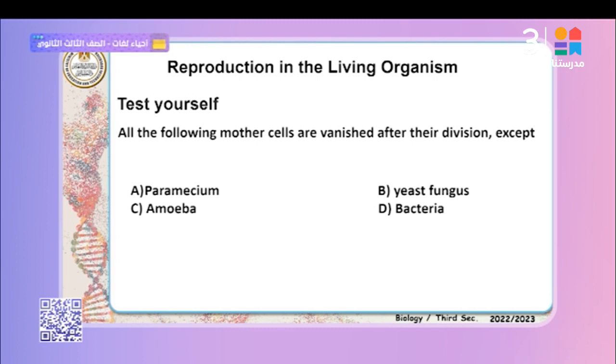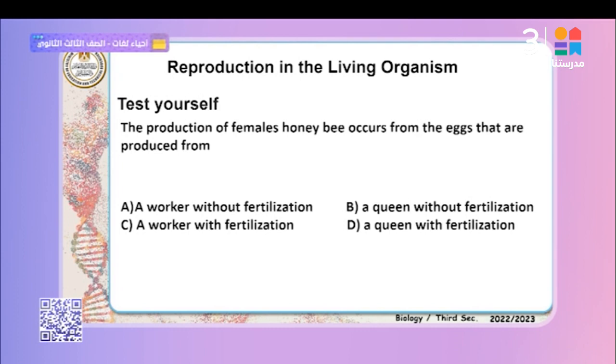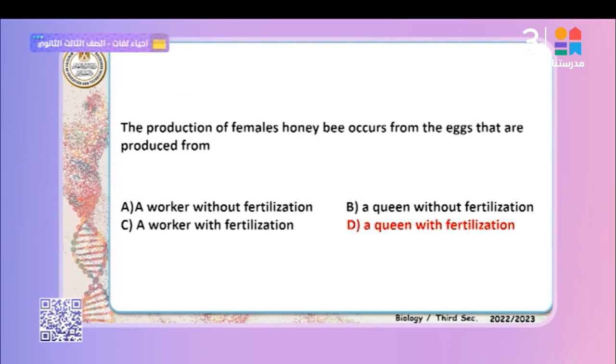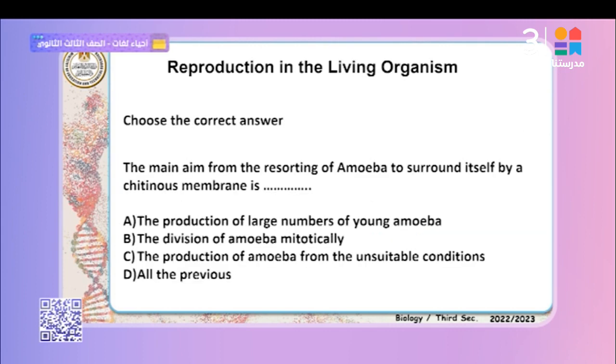We can apply this lesson through this test yourself. All the following mother cells vanish after their divisions except, that means paramecium, amoeba, and bacteria all vanish, but in yeast fungus they do not, so the best answer is yeast fungus. Okay, another question. The production of the female honeybee occurs from the egg that is produced from a worker with fertilization, a queen without fertilization, a worker with fertilization, or a queen with fertilization. The best answer is a queen with fertilization, because it comes from sexual reproduction. That's right.